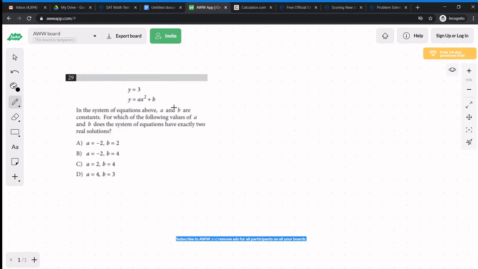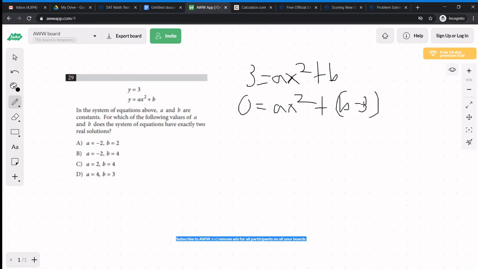y equals 3, y equals ax squared plus b. In the system of equations above, a and b are constants. For which of the following values does the system have exactly two real solutions? Okay, so obviously y's are equal, so 3 equals ax squared plus b. And now let's just make this into general form so that it is easier for us. Plus b minus 3. We're in a pretty simple format here now. So let's see. Have exactly two real solutions.